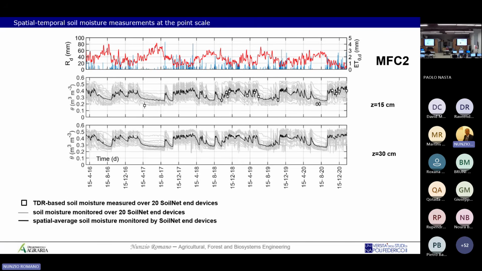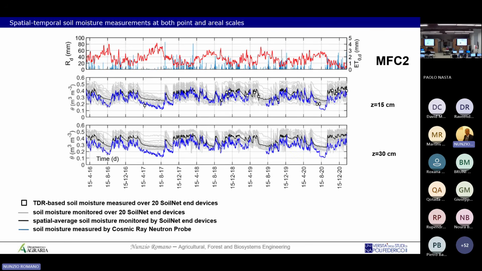We quantify the uncertainty. You can see in the second panel the soil moisture at 15 centimeters below the soil surface, and the third panel shows the water content at 30 centimeters below. And maybe you are wondering about the cosmic ray. This is the cosmic ray. The blue line gives you the average soil moisture measured by the cosmic ray.